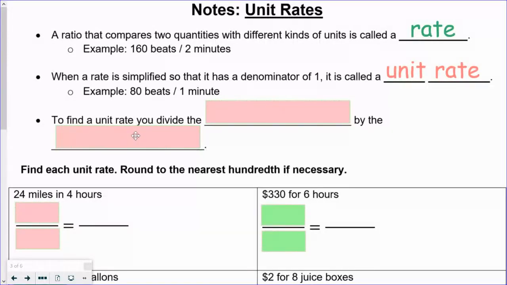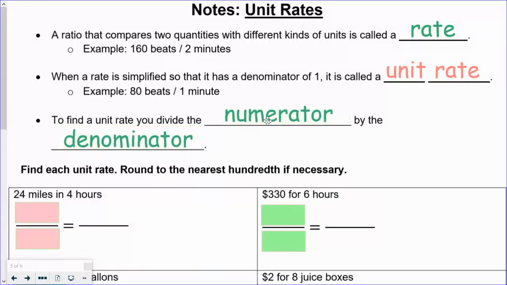Okay, so to find your unit rate, we divide the numerator by the denominator. Okay, so our numerator is the 160 here. Our denominator is 2. So we just take 160, divide by 2, and we got 80 beats per minute.